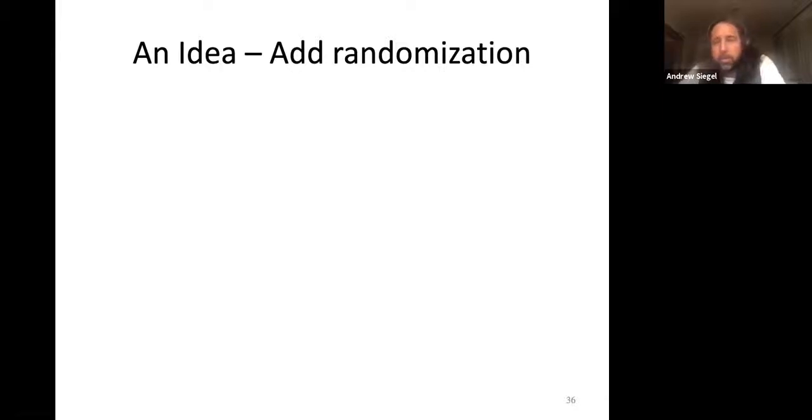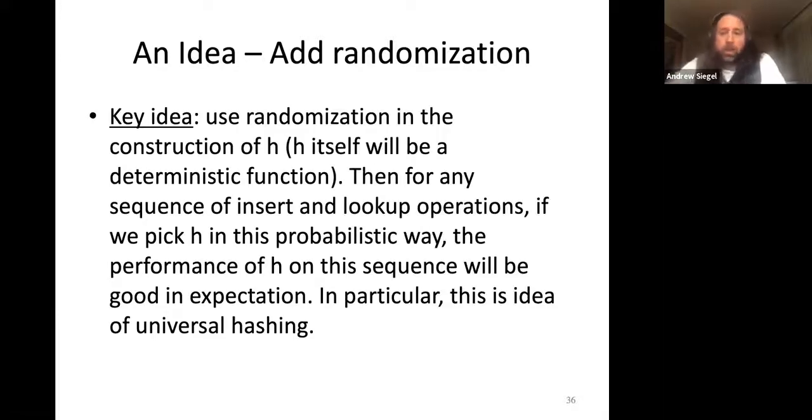But when we say add randomization, of course, we do not mean add randomization to the process of producing the hash value from the object, because again, that's not going to enable us to look it up once we've stored it. So the idea is to use randomization in the construction of the hash function, although the hash function H itself will still be a deterministic function. I'll explain what I mean in a minute.